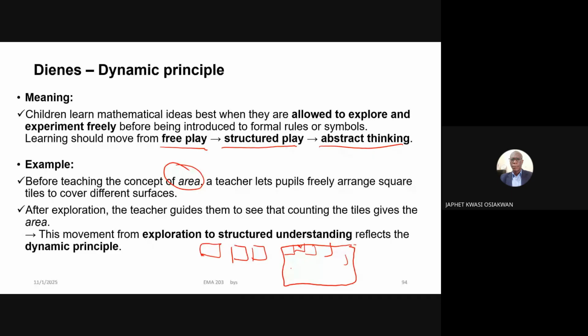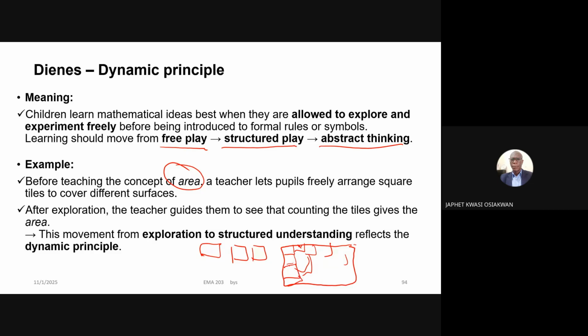You see, they play. Then you zoom into your area. They don't know that the number of squares that will cover the surface of the table is the area of the surface. You only go and tell them that the area is length times breadth. No, let them come out with that length times breadth. Teach them the concept, let them understand.